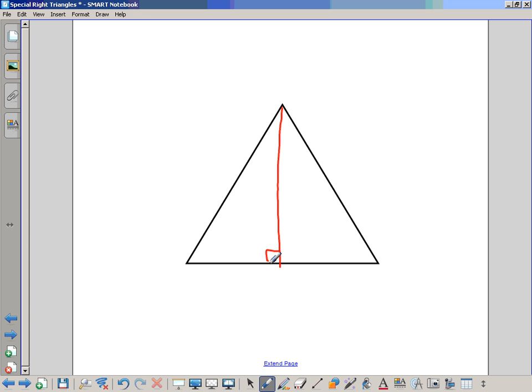It cuts this triangle in half. That red line is 15. All right? That's our 15 height. So what we just did is we took a 60, 60, 60 triangle and turned it into two 30, 60, 90s, where this top angle is now split into 30, 30. And here's our 90s there.